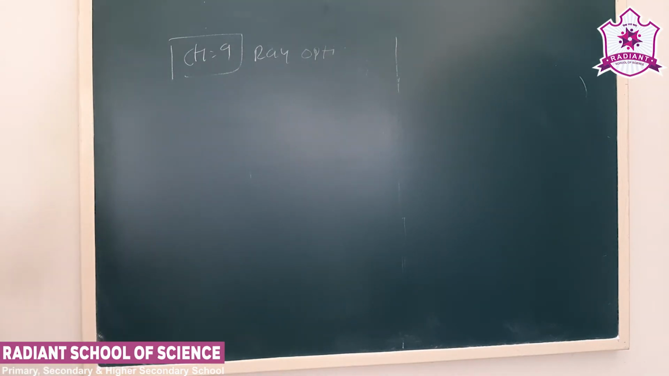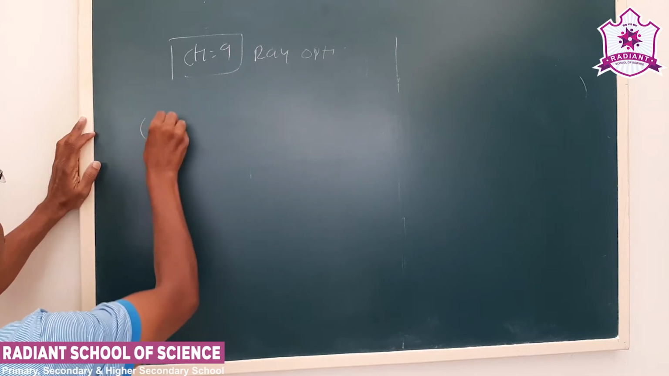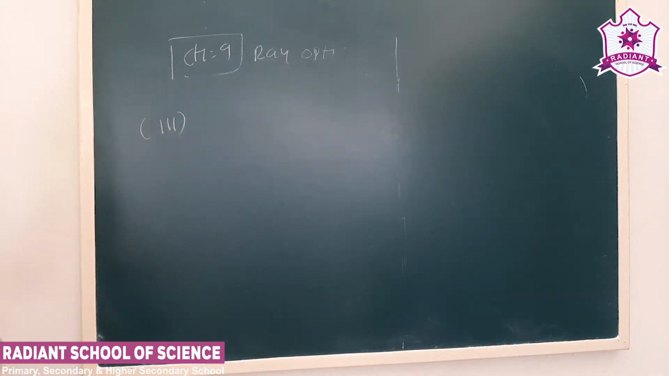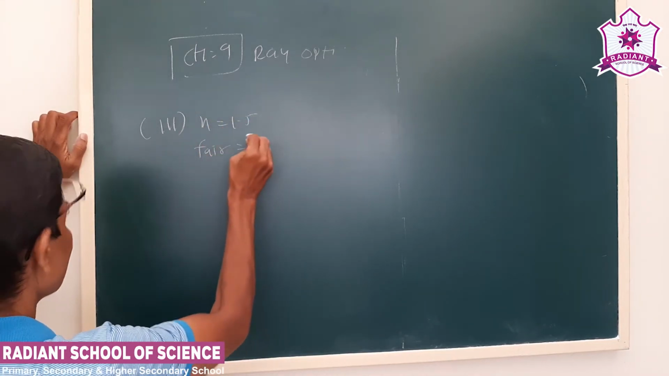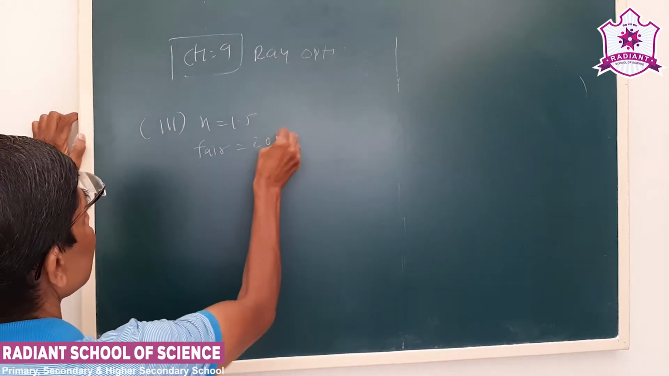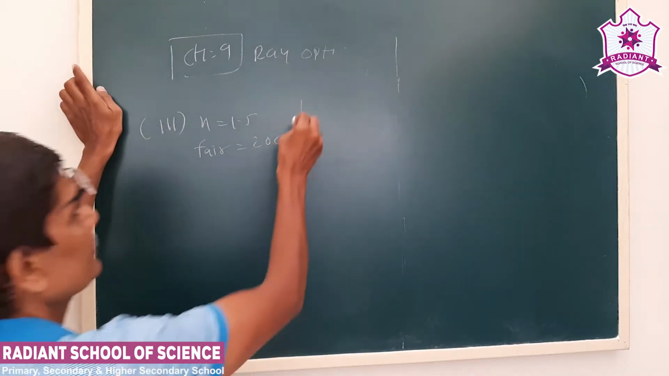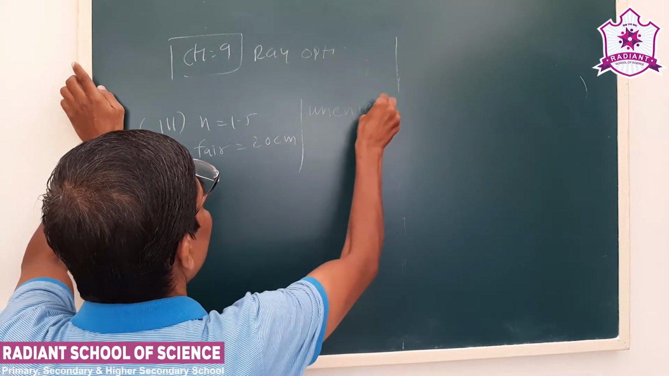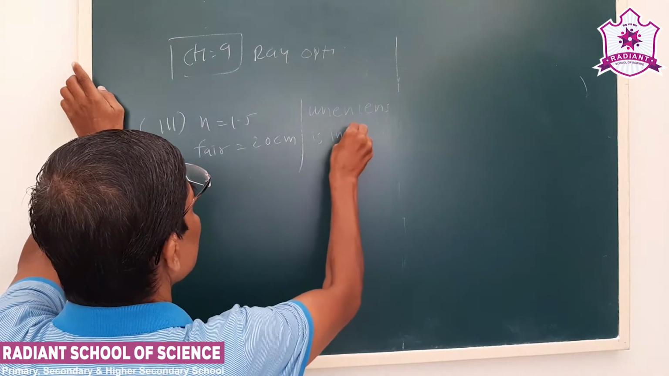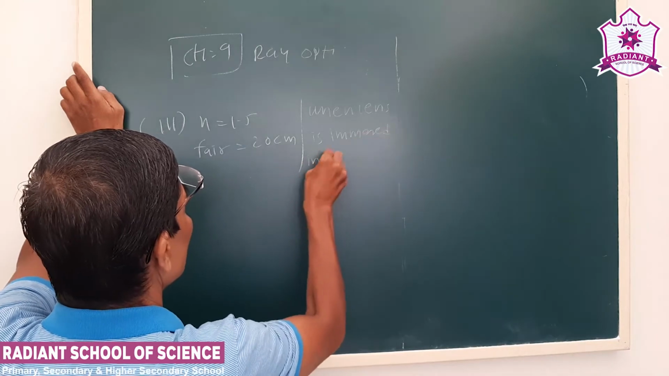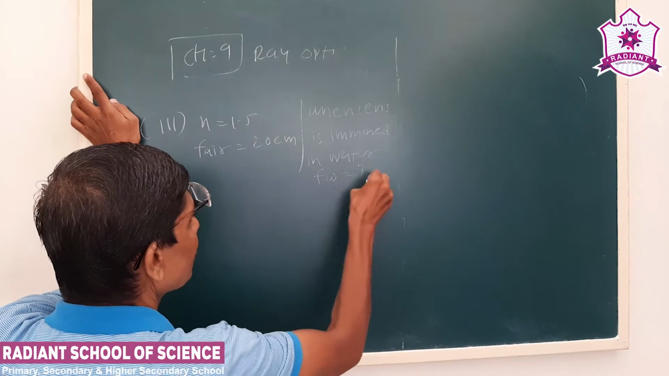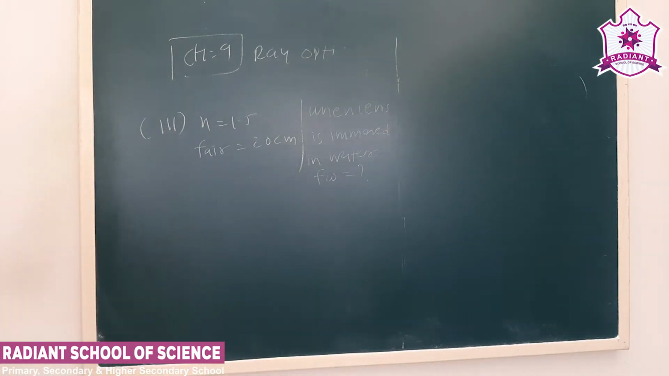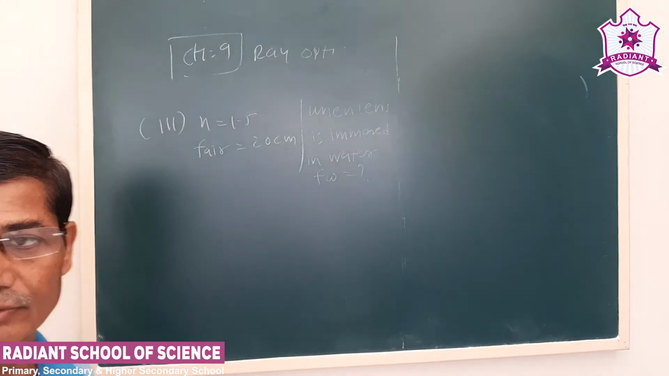Now see the lens. A lens is kept in air. Its refractive index is 1.5. f air is given as 20 centimeter. Now when the lens is immersed in water, what will be the new focal length? See, we have to calculate when the lens is immersed in water, that is FW we have to find out.